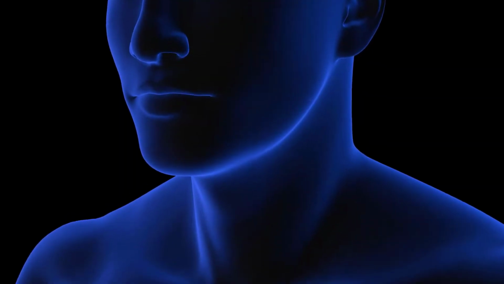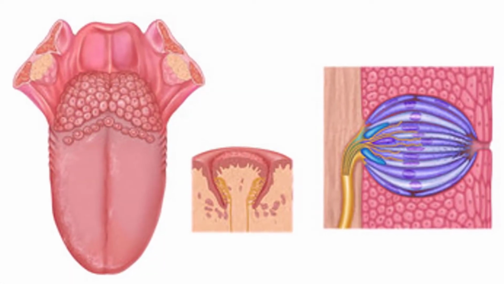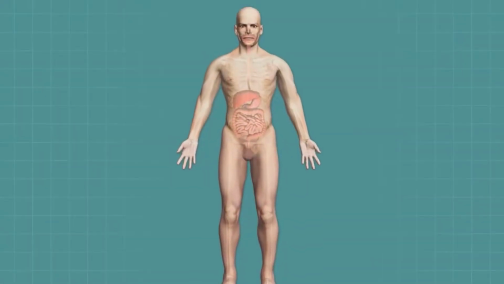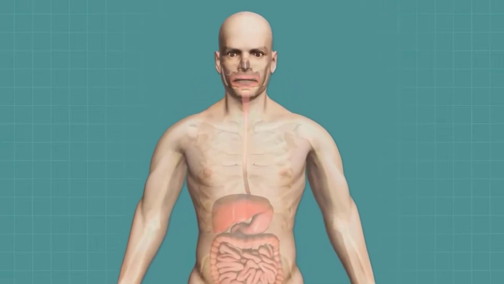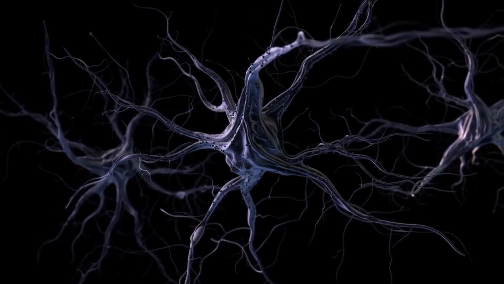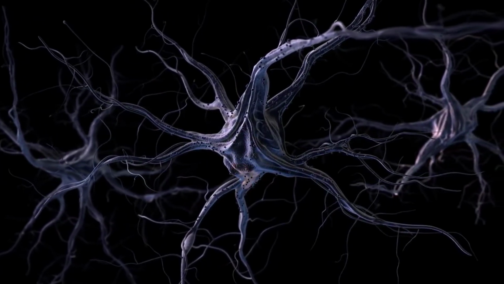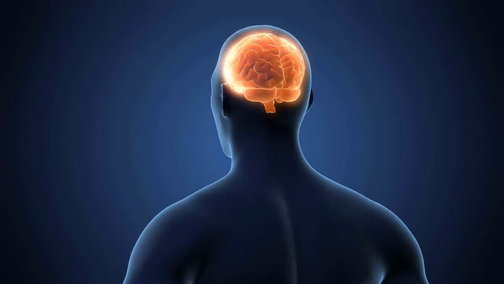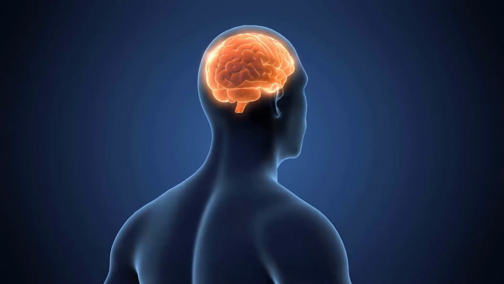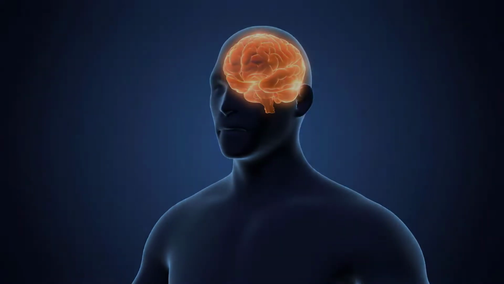Gustatory epithelial cells, or taste receptors, are found inside of taste buds. These taste buds are distributed all over the tongue's surface and adjacent portions of the pharynx and larynx. These cells are stimulated by dissolved food molecules. Stimulation leads to action potentials that are sent to the gustatory cortex for interpretation. Cranial nerves 7, 9, and 10 carry the gustatory information to the gustatory cortex of the cerebrum.